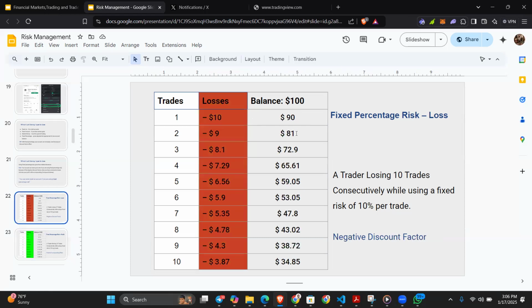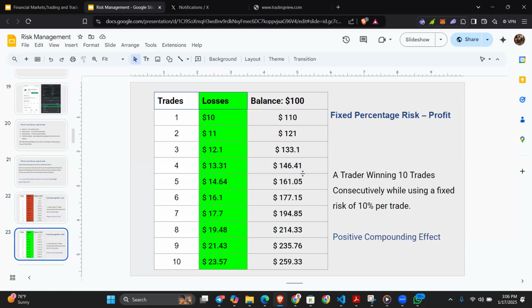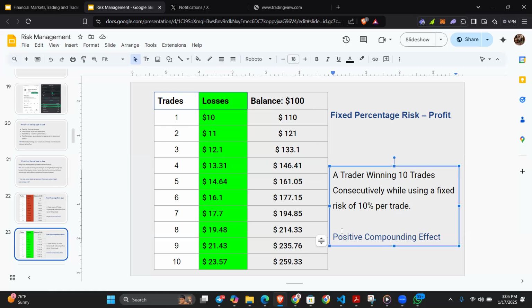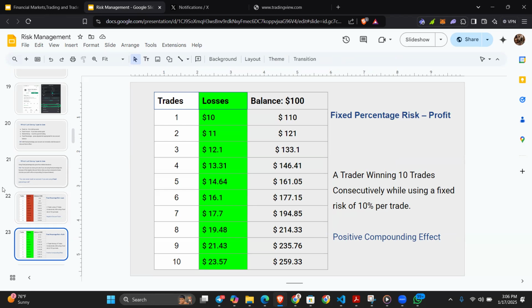So when you do the calculation, this is for 10 trades. At the end of 10 trades, this trader has $259.33 for 10 consecutive trades. So imagine doing this for 20 trades on your own, and see the beauty of fixed percentage risk. Whenever you are winning, it works on positive compounding effects.